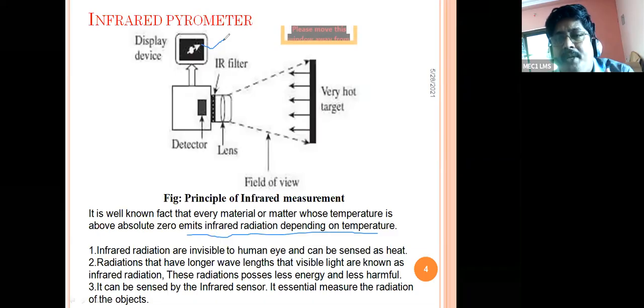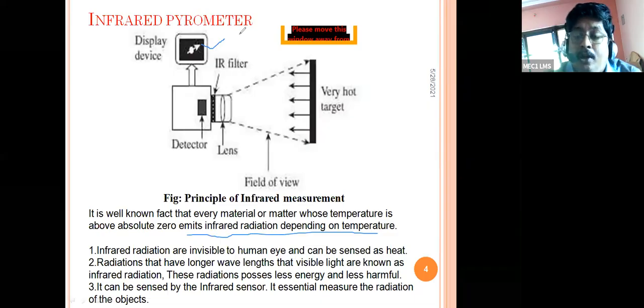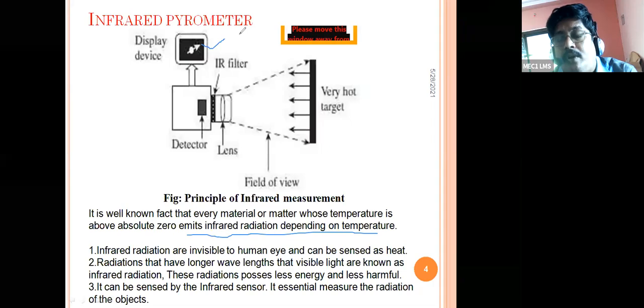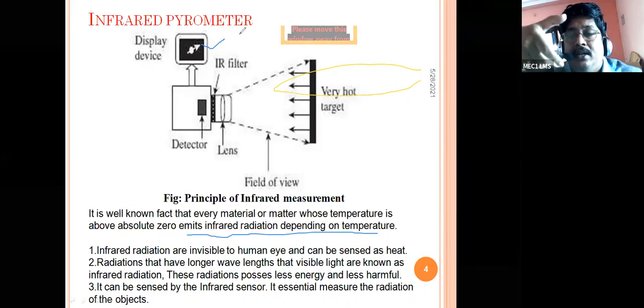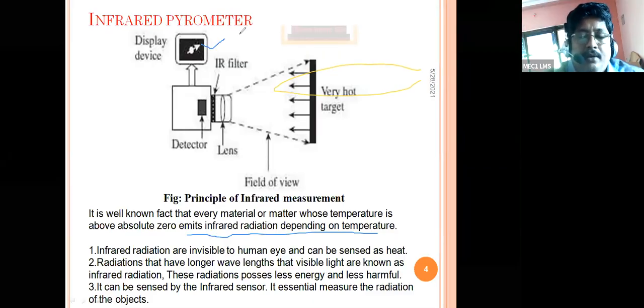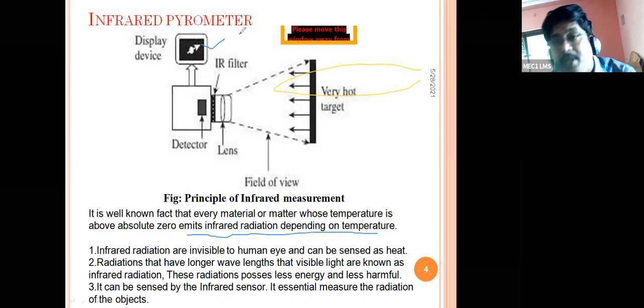This infrared pyrometer is generally used in industry to measure, for example, boiling water or boiling oil, which is very hot. If I dip my finger in it, it will create a problem. So at that time, I just have to switch this on. It's like a gun. When I switch it on, the radiation automatically falls on the substance. It absorbs the infrared radiation emitted from that substance, with the help of the detector.